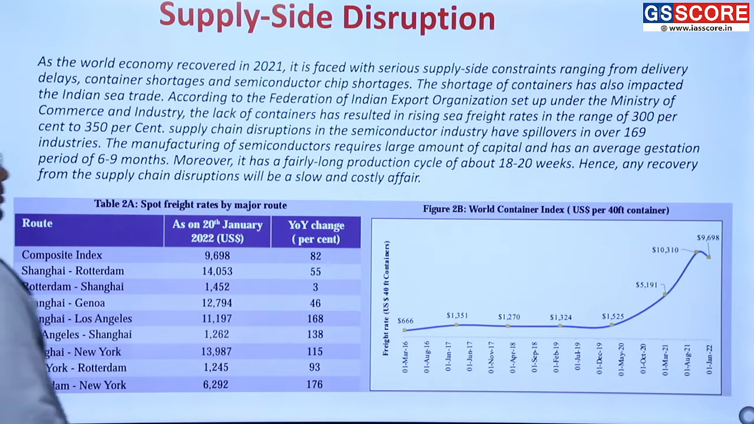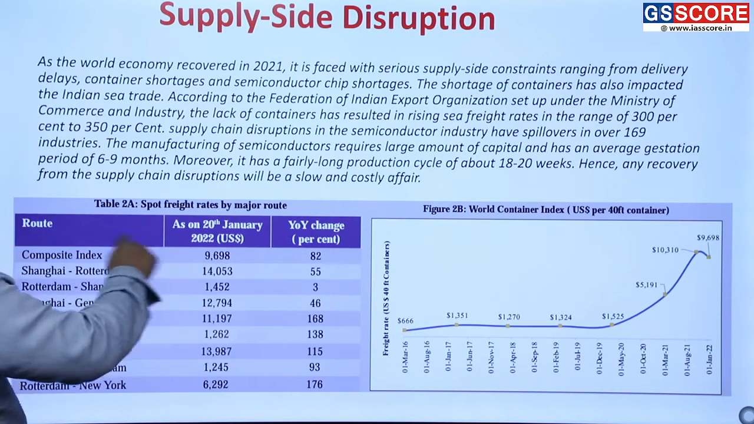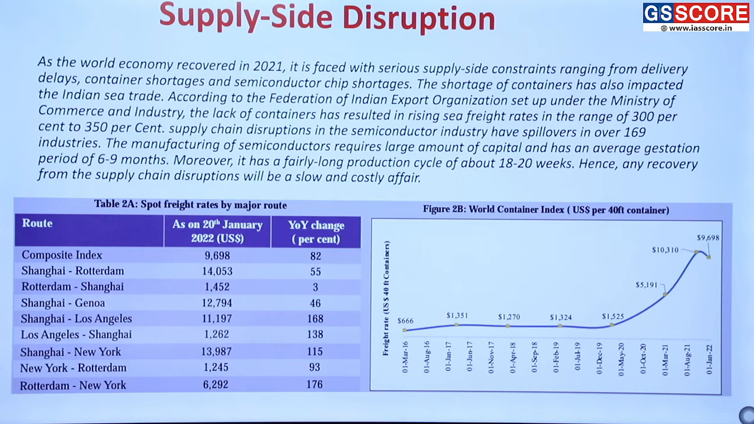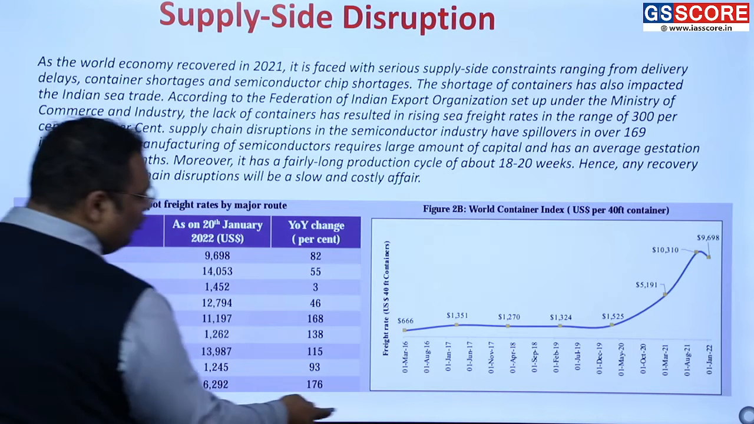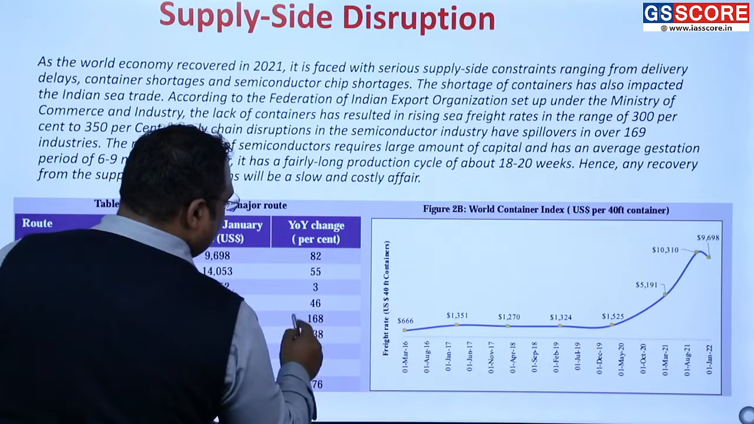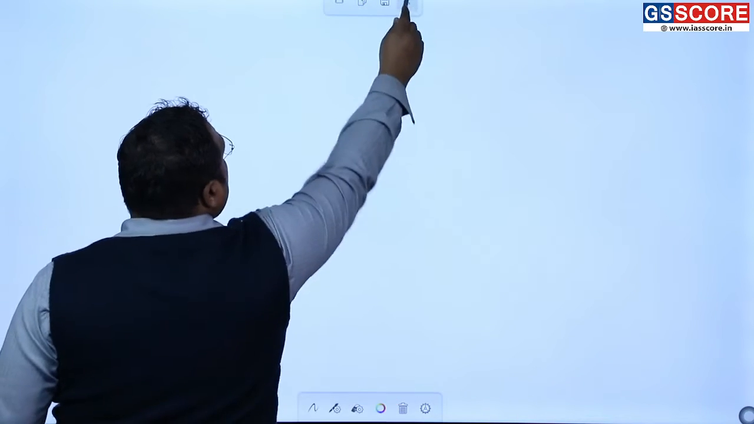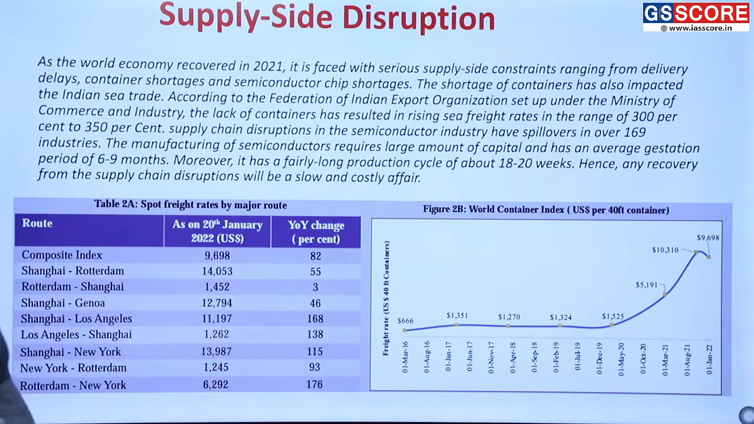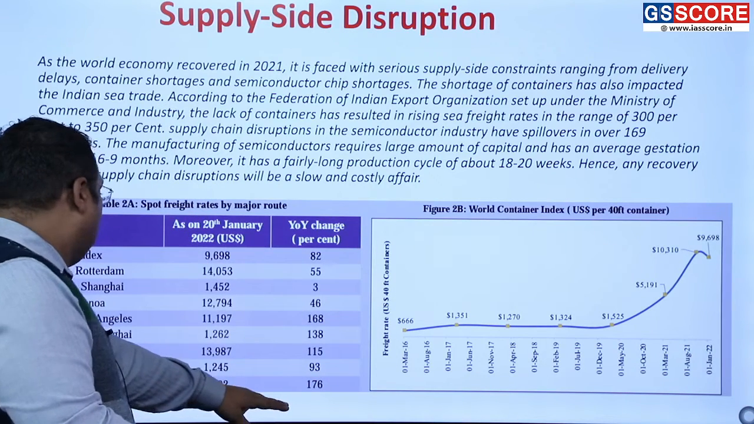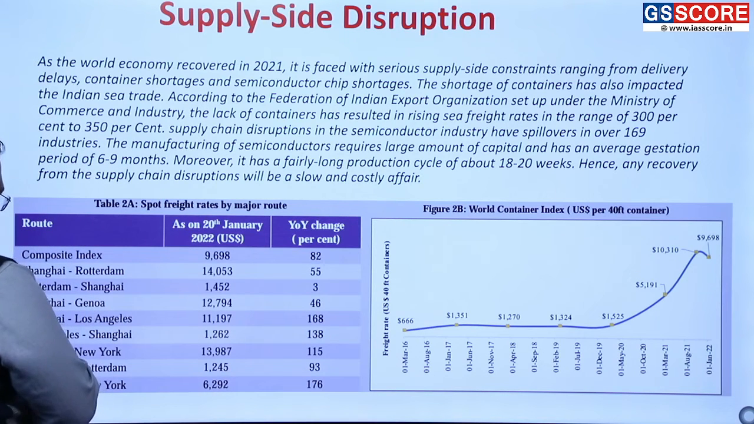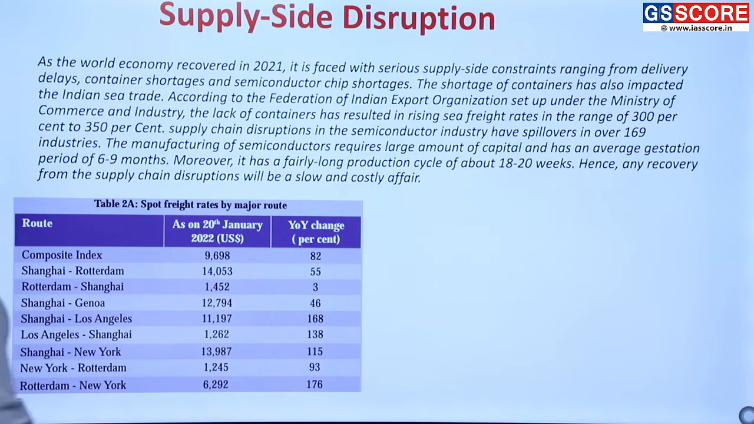Okay, so this is the year on year change in different shipping routes, freight rates. For example, if you want to send a product from Shanghai to Los Angeles, the shipping cost has increased by 168%. This is the problem part. In other areas also, in general, there has been a big increase. And you see here, the increase is not that much in the Atlantic Ocean. It has increased largely from Shanghai to other regions.